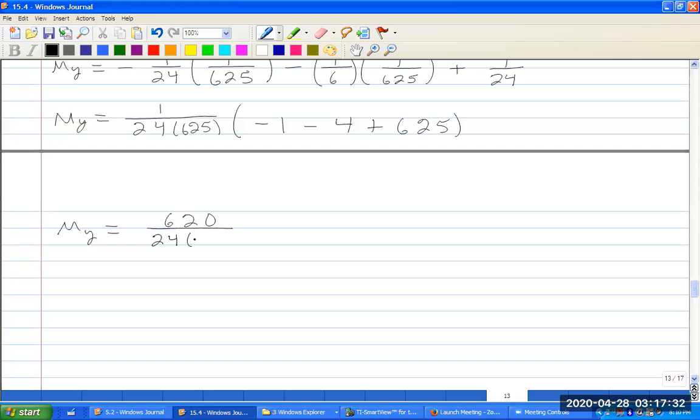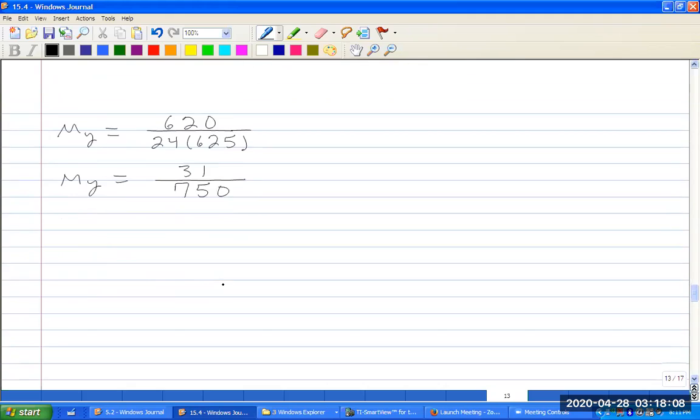I can divide 620 by 20. So let me do that. 620 divided by 20 is 31. I'll write 20 as 4 times 5. 24 divided by 4 is 6. 625 divided by 5 is 125 times 6 is 750. And so now let's figure out the center of mass.